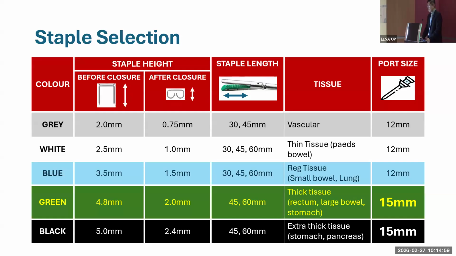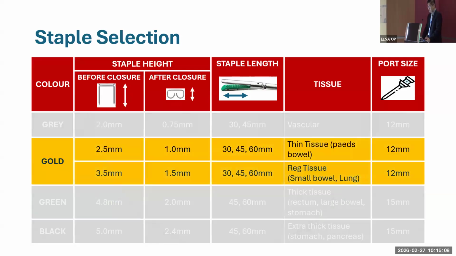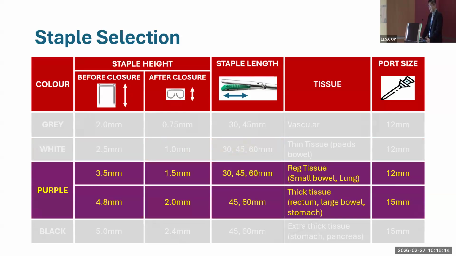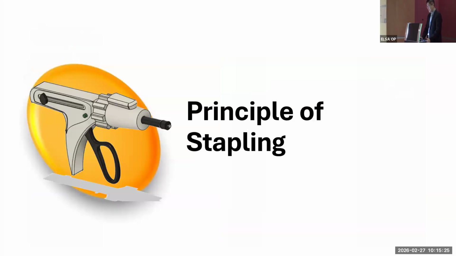Sometimes you see purple and gold staplers as well. Where are they in this list? Actually, the gold one is replacing the blue and also the white one. And the purple one is actually replacing the green and blue one. Why is the color different? Because it's from a different company. All right, so let's go on to the principle of stapling.